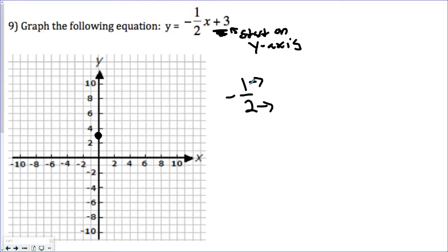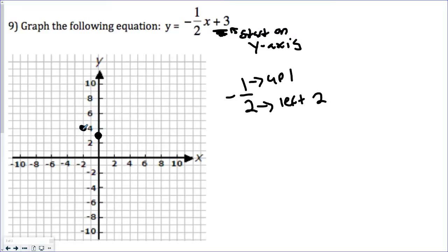So I'm going to say that this is a +1, so it says go up 1, because remember, up is a positive direction. And this is a -2, so I'm going to say that means move left 2, because remember, left is a negative direction. So up is positive, left is negative. Positive over negative is a negative fraction. So I'm going to go up 1 and left 2. Boom, boom. And there's another point.